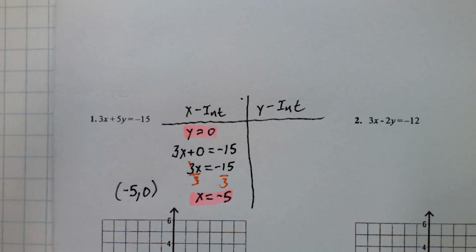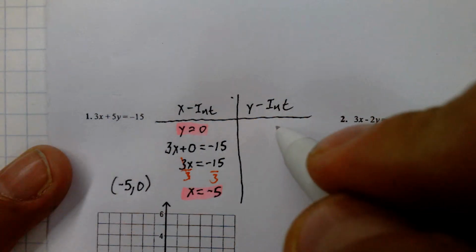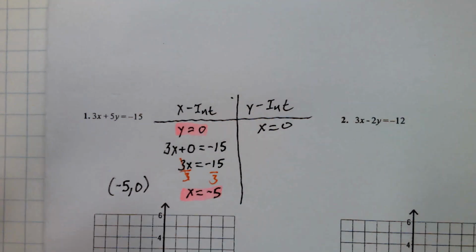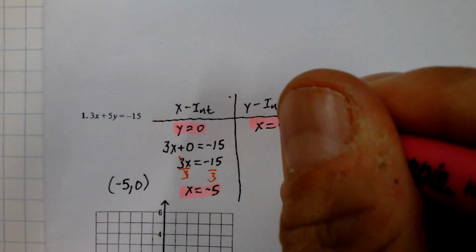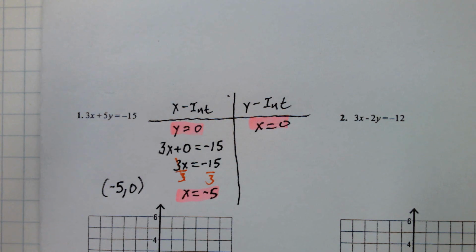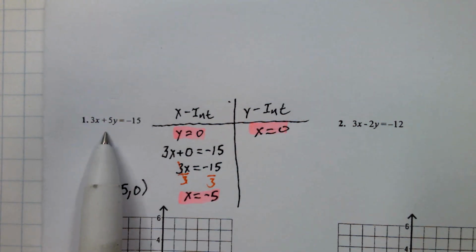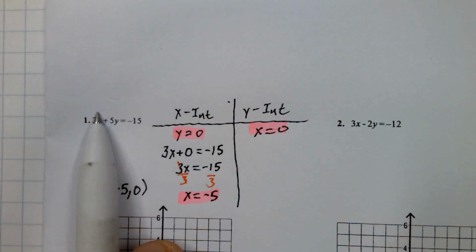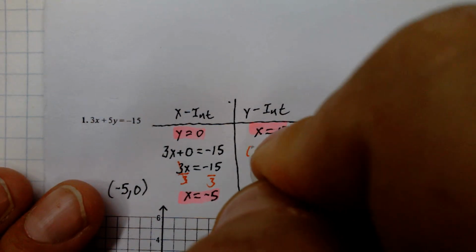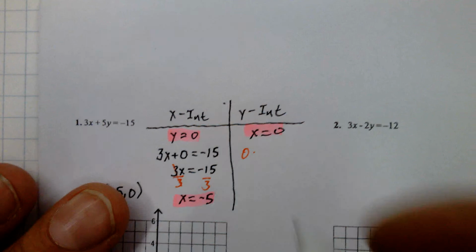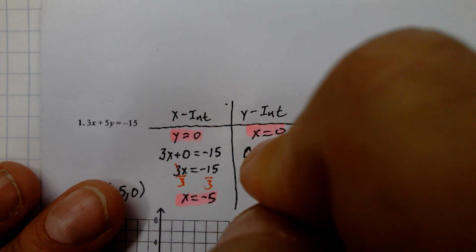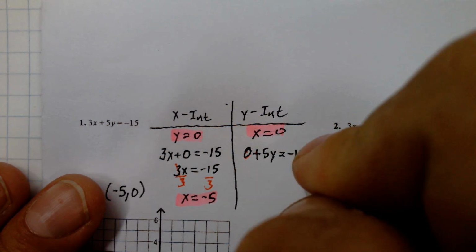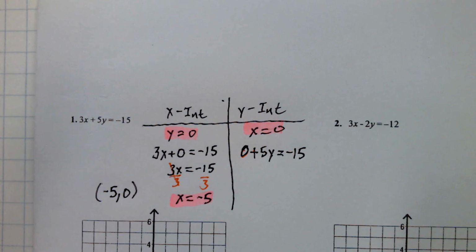Okay. Then let's try the y-intercept. So for the y-intercept, x has to be 0. Okay. And I'm going to do the same thing. Go over here, look at my equation. So if I replace x with 0, what happens to 3x? It becomes 0. So I get 0 plus 5y equals -15. Okay? Okay so far?